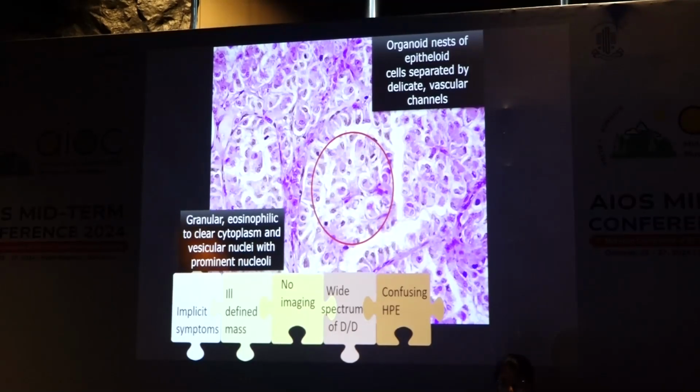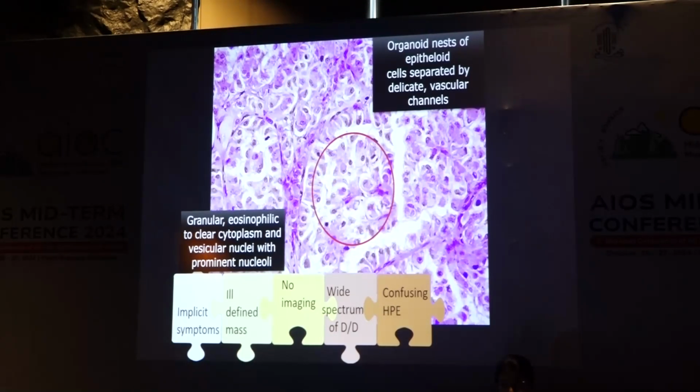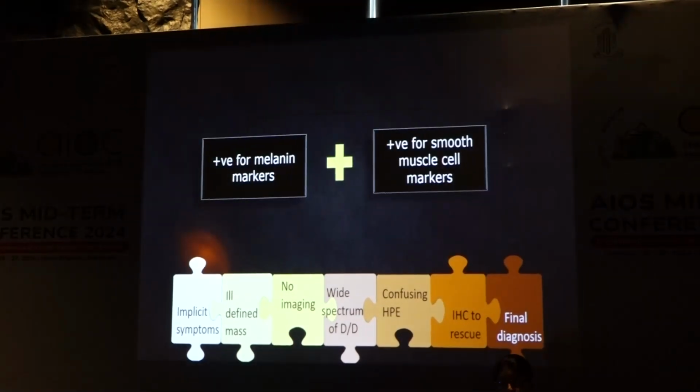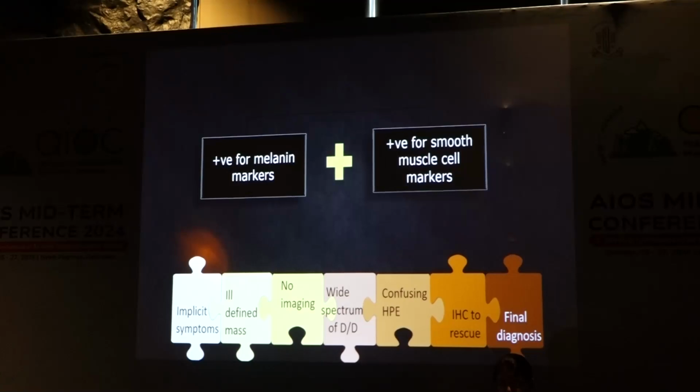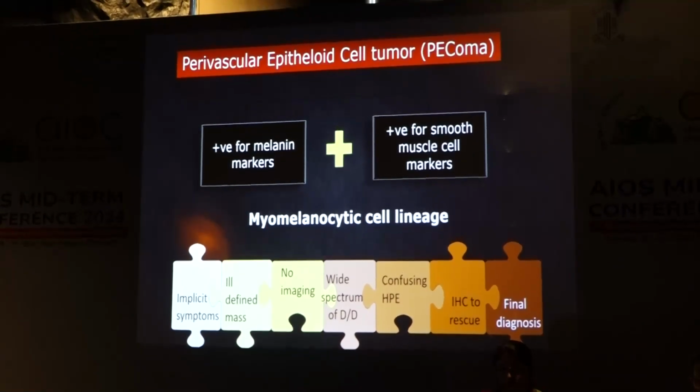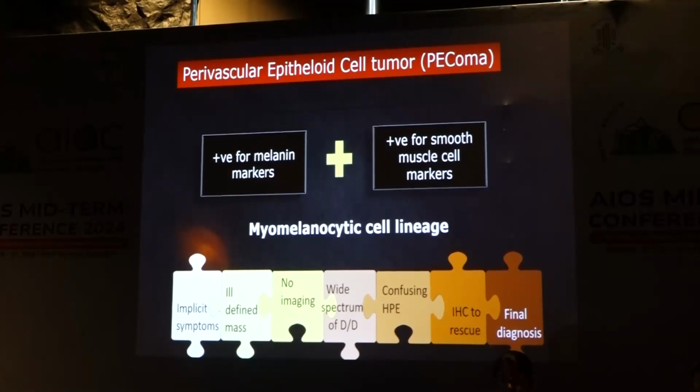HPE picture confused our pathologists as well, as it showed a very rare pattern of nests of epithelioid cells separated by thin vascular channels. So now IHC came to the rescue, which was positive for HMB45 and progesterone receptors. As markers were positive for both melanin and smooth muscle cells, the tumor appeared to be of myomelanocytic cell lineage, and finally we reached our diagnosis, which was perivascular epithelioid cell tumor, PEComa. Peekaboo of a PEComa.